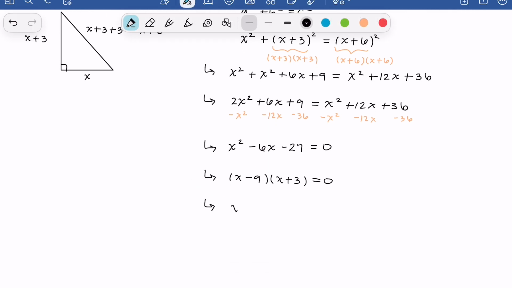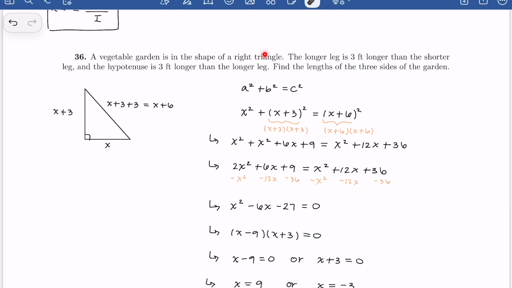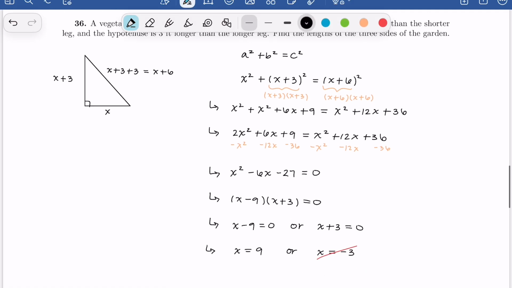It says that I must have x minus 9 is equal to 0 or x plus 3 is equal to 0. And solving for x, I'm going to get x is equal to positive 9 or x is equal to negative 3. So I have two solutions in this case, which makes sense since we have a quadratic equation. But remember, we're talking about the lengths of a garden. So in this case, x cannot be negative because we can't have a negative length. So our only option here is that x is equal to 9.